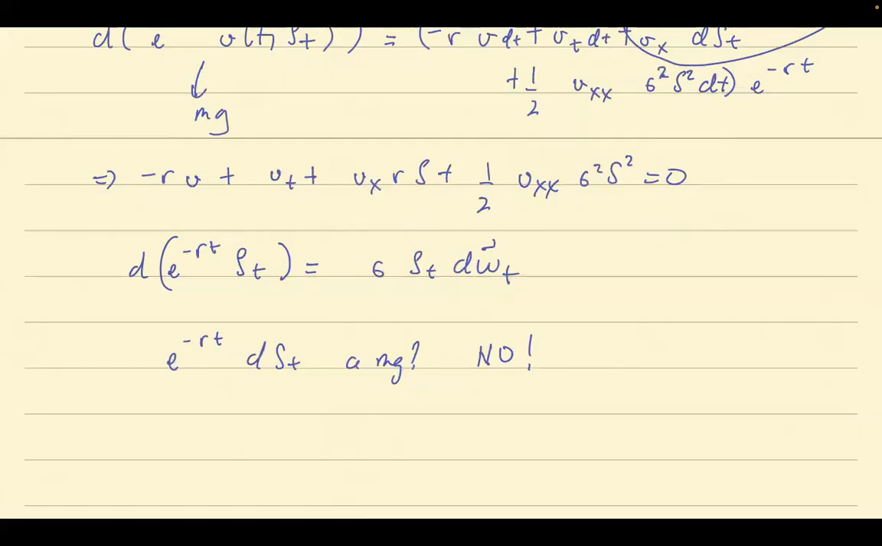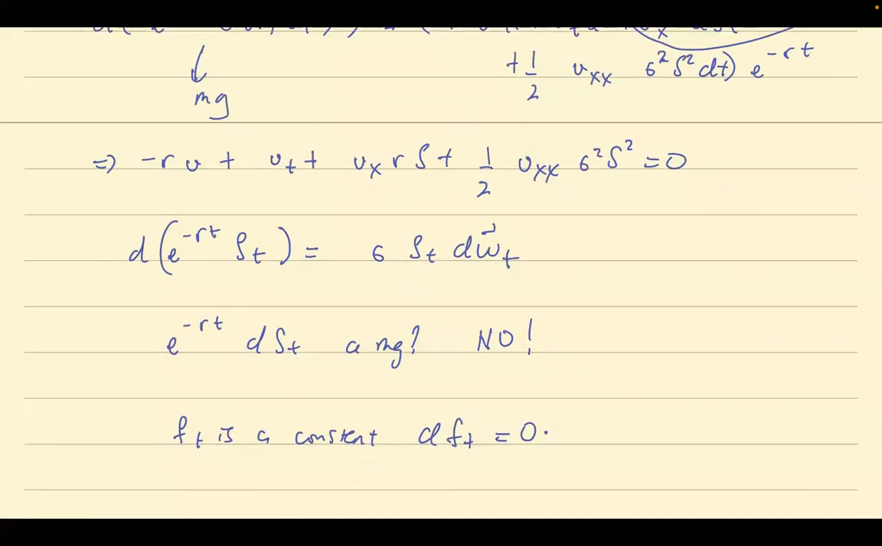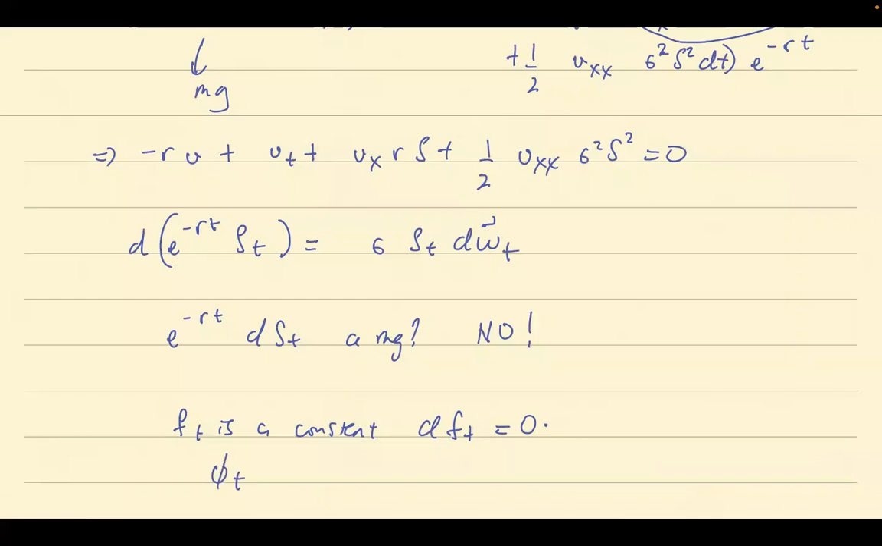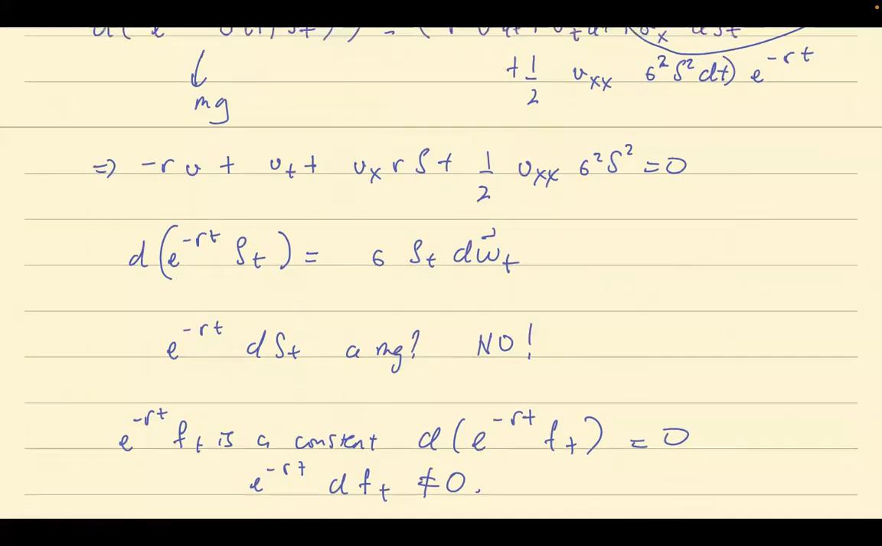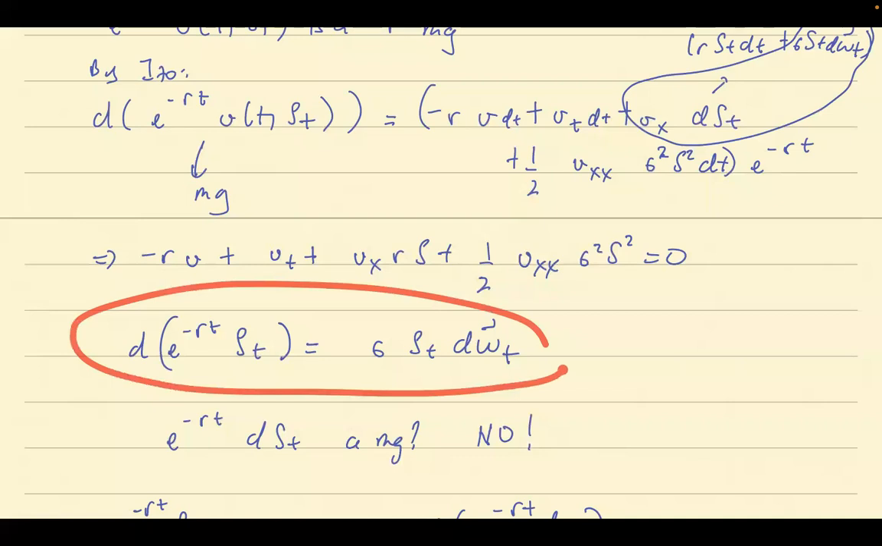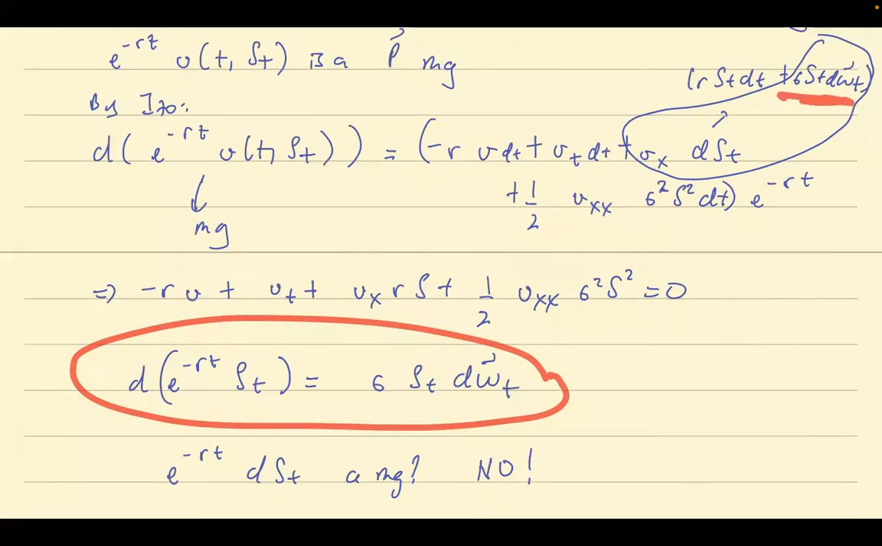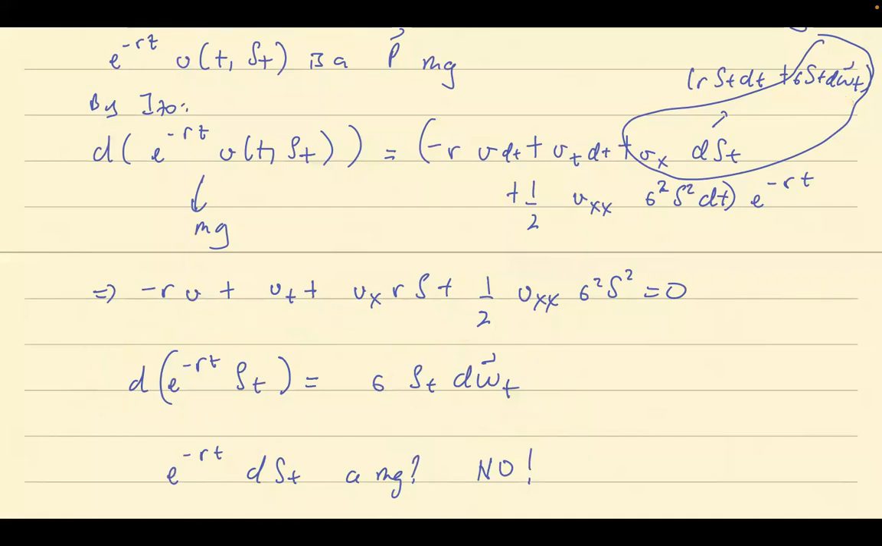Basically, if f(t) is a constant, then df(t) is equal to 0. But if e to the minus rt times f(t) is a constant, then d of e to the minus rt f(t) is equal to 0. But e to the minus rt df(t) is not, because you're not doing the product rule. You understand what I'm trying to say? Yeah, I see. Right, so we use that implicitly in here because that's exactly that. Okay. Thank you.